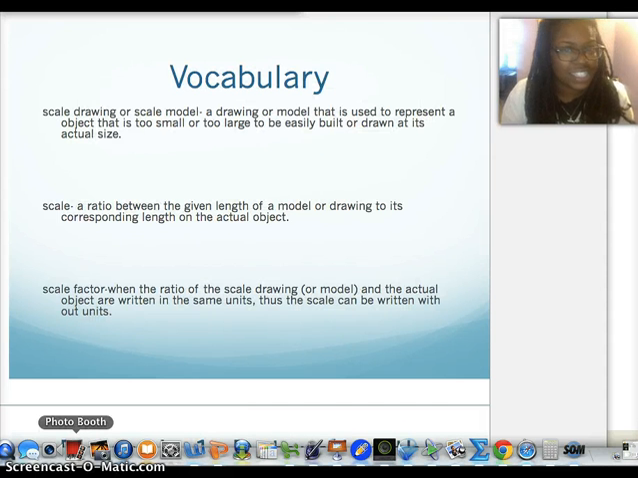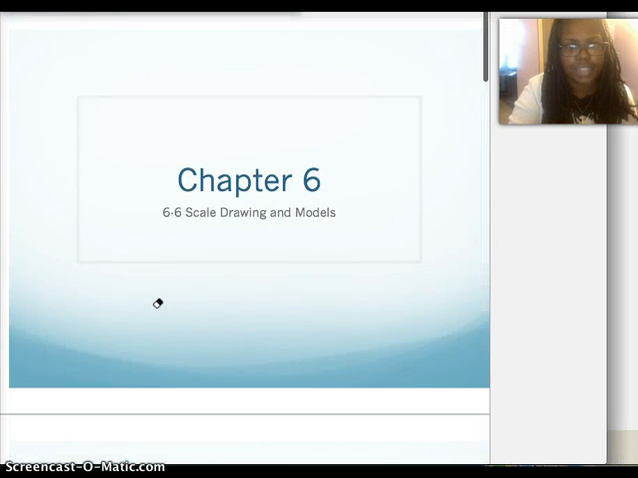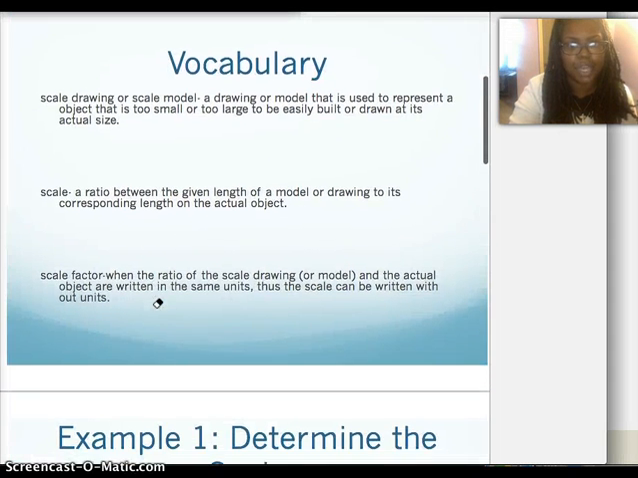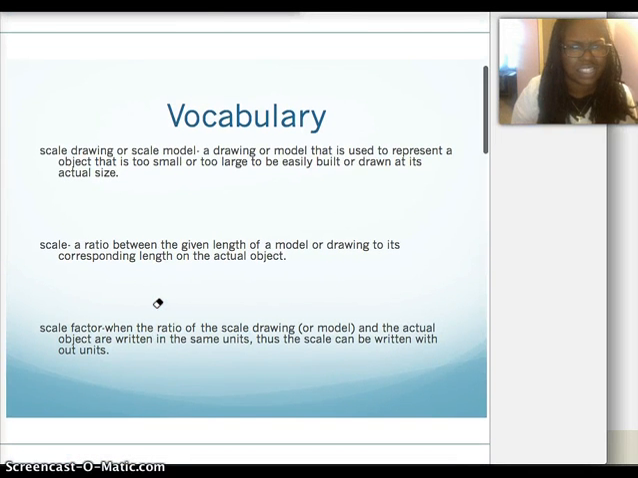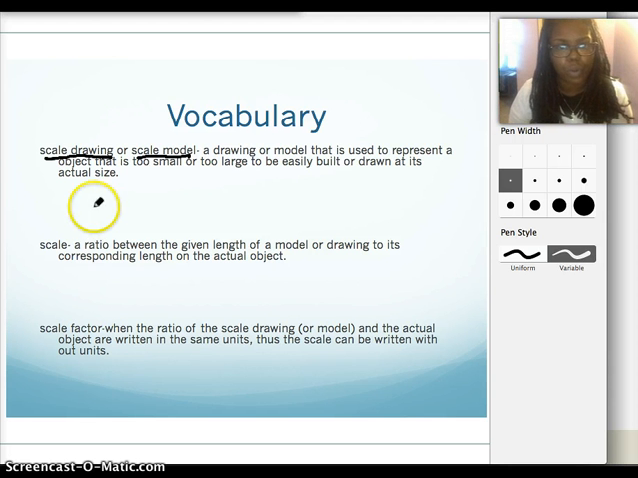In section 6.6, chapter 6, we're dealing with scale models. Let me show that slide real quick. We're dealing with scale drawings and scale models, and we're going to talk about them as one concept. It's the art or process of drawing or creating a model of something larger or smaller than the actual size, like we saw in the example with the artist.